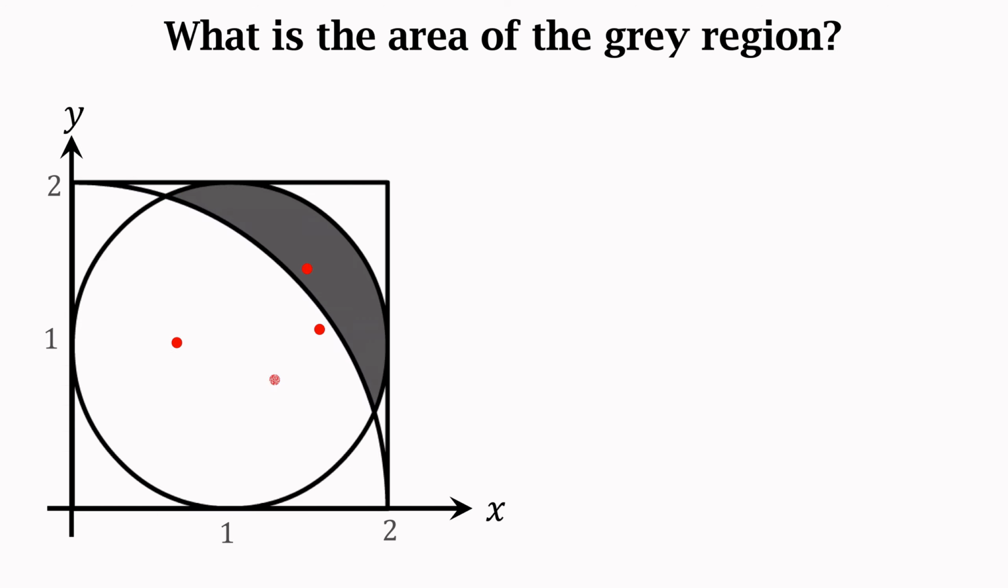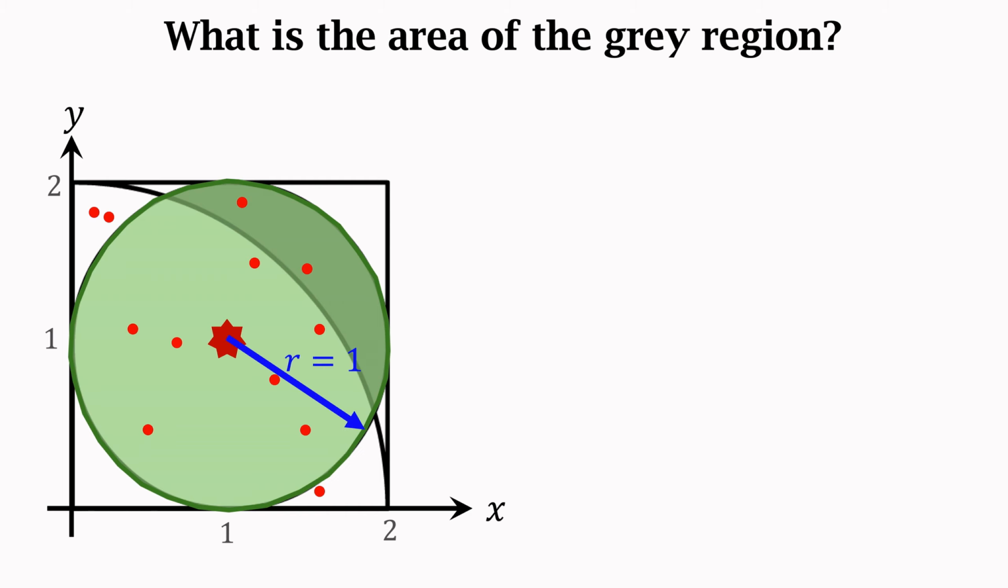Monte Carlo is based on random sampling. We sample points uniformly at random from the square. A point in the square can be inside or outside the circle. We can use the circle's equation to find whether a point is inside or outside. The circle is centered at the point (1, 1), and its radius is 1.